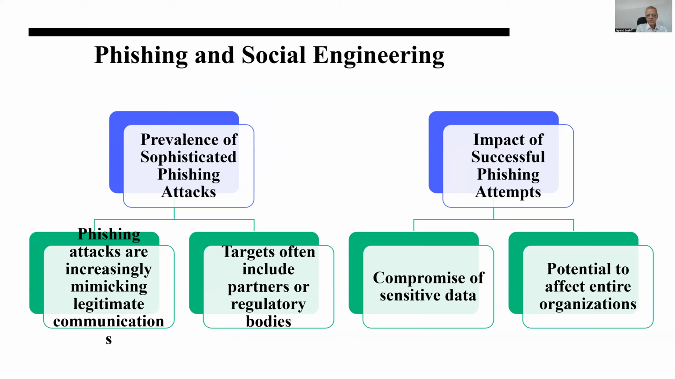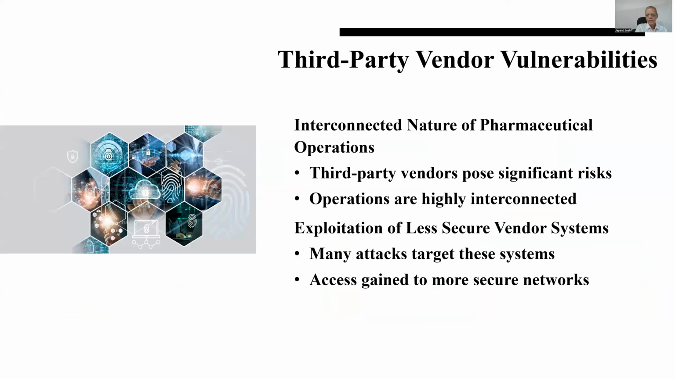Another area is phishing and social engineering. Sophisticated phishing attacks have now developed. Phishing attacks are increasingly mimicking legitimate communication, and their targets often include partners and regulatory bodies, which is very dangerous. Successful phishing attempts can compromise sensitive data, with potential effects across the entire organization. So we have to really take care of that. Third-party vendor vulnerabilities are there.